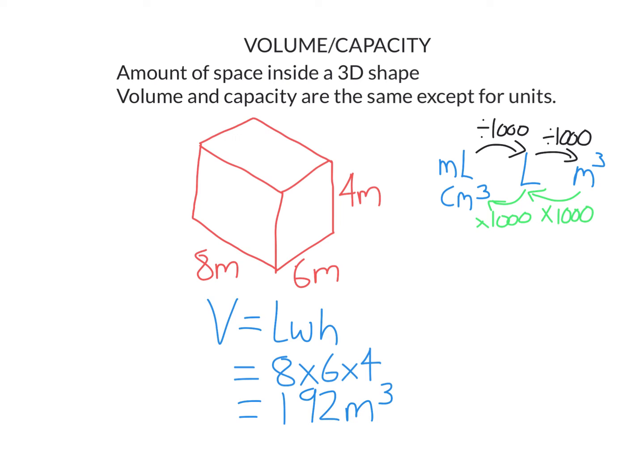So I want you to have a think about what the capacity of this would be, because we know the volume's 192 meters cubed. A lot of people say, oh cool, yeah, 192 liters. But think about this, 8 by 6 by 4 is massive. That's the size of like a house. So it's going to hold a lot more than 192 liters. If I want to find out how many liters it holds, I use this chart. So I'm in meters cubed now. I want to go to liters, I times by 1,000. So I just go 192 times 1,000. This shape here would hold 192,000 liters.